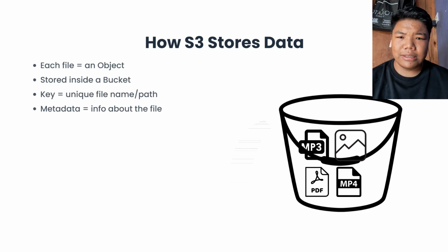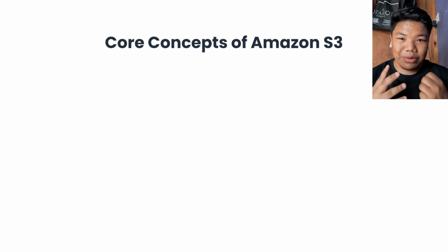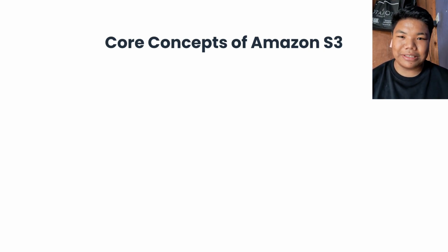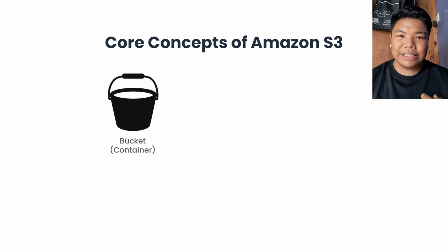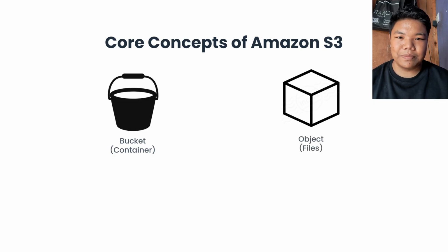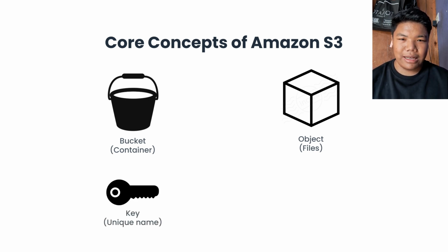Pretty organized, right? Let's put it all together with the four concepts you absolutely need to know. First, the bucket. This is your container where everything lives. Think of it as your main project folder in the cloud. Second, object. These are your actual files, whatever you are storing. Third, the key. This is the unique name that identifies each object in your bucket. No two objects can have the same key in one bucket.